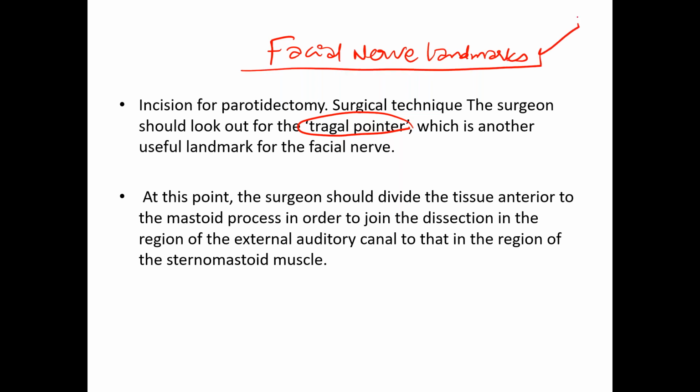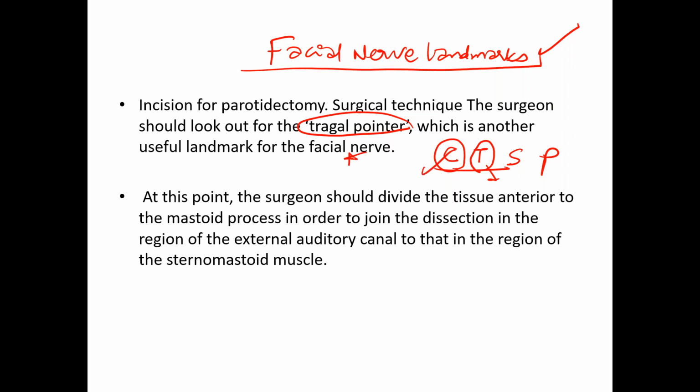What are the important landmarks? Like the cartilaginous pointer or tragal pointer. Okay, CTSP, I told you CTSP, of which the cartilaginous pointer or tragal pointer is very important. T is the tympanomastoid suture, C is the cartilaginous pointer or tragal pointer. Important landmark for the facial nerve.